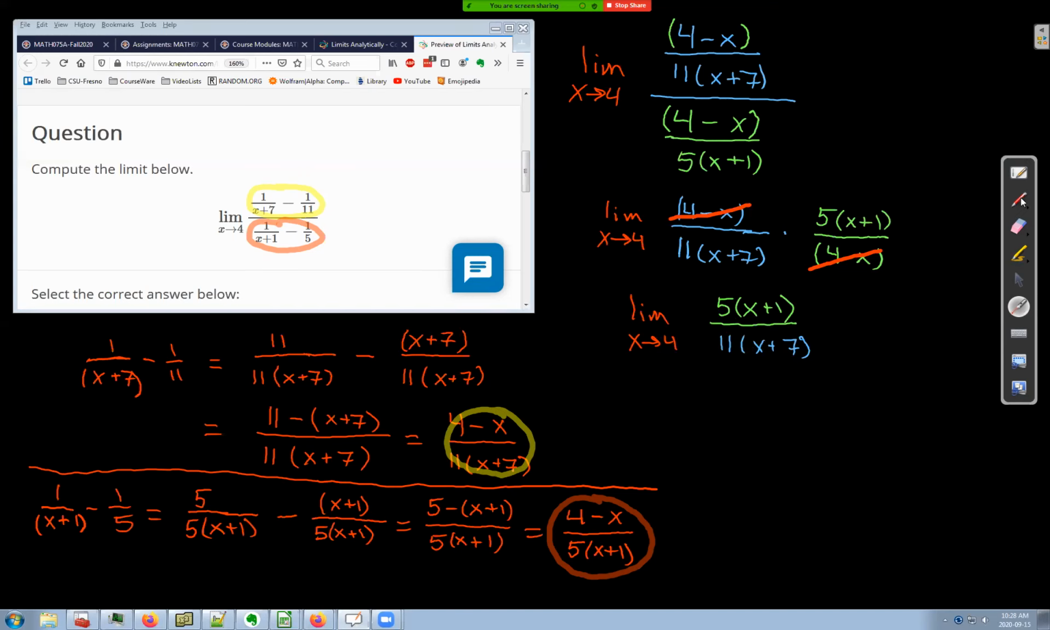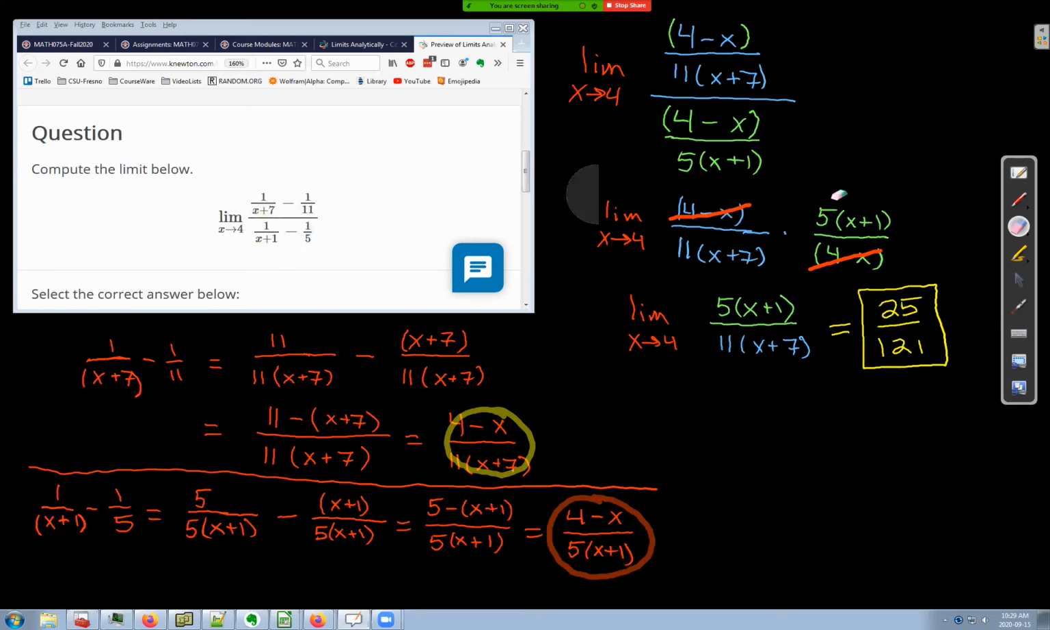If I plug the number 4 into this fraction, I get 4 plus 1 makes 5, and 5 times 5 makes 25. I get 25 in the numerator, and if I put 4 in the bottom, I get 4 plus 7, that makes 11, and 11 times 11 makes 121. And that's an answer. 0 over 0 is not an answer, because 0 over 0 is not a number. But 25 over 121, that is a number. And that is what the limit is equal to.